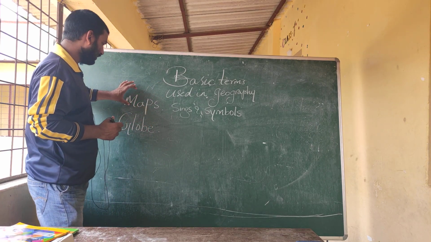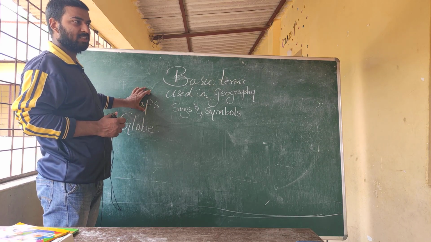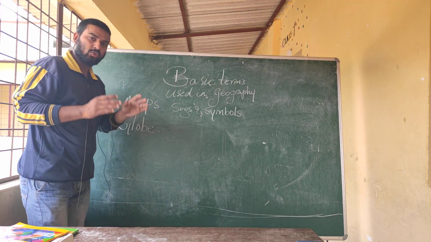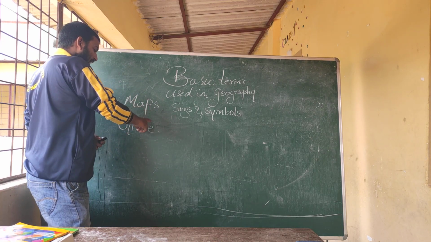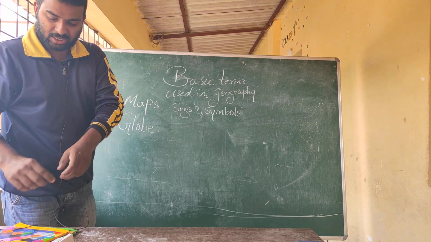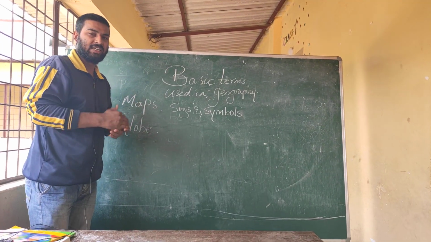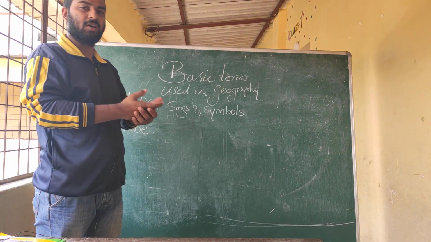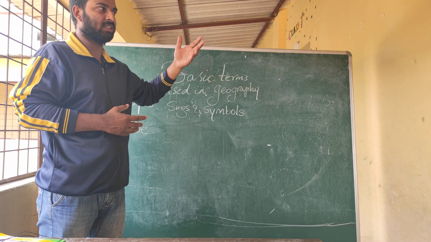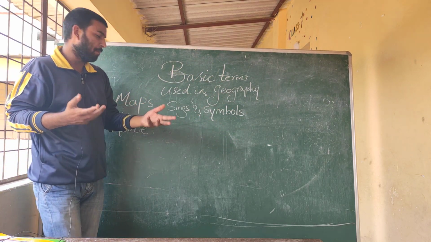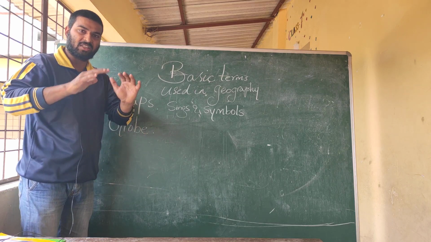So here the definition of map is the representation of a particular area on a piece of paper is known as map. So what is the difference between maps and globe? See, the map is a representation of a small area. It can be of a rural area, it can be of an urban area, it can be of a city, state or a country. But globe represents the earth.